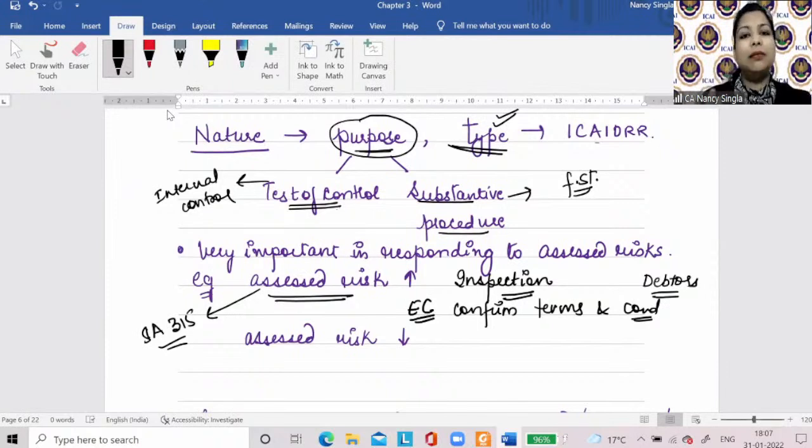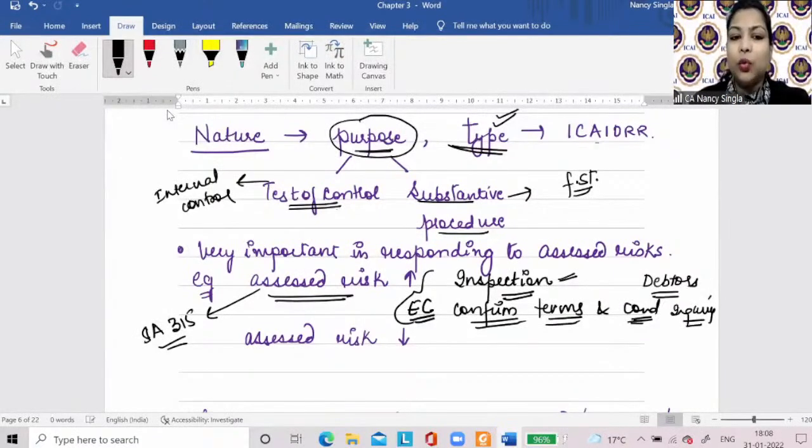So when the assessed risk is high, the auditor feels that with respect to the debtors, the chances of risk of material misstatement are high. He assesses a risk of material misstatement with respect to the debtor balances of the client organization. So it might be possible that the auditor, applying his professional judgment, decides that only inspection of the debtor's balance or external confirmation is not sufficient. I will confirm the terms and conditions from the debtors. I will inquire them also.